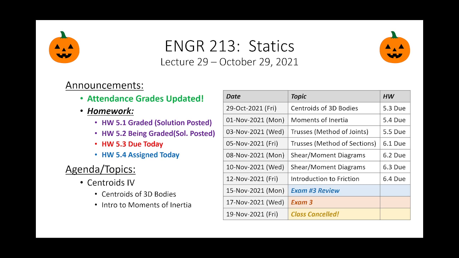Last year, I did friction in a single lecture. I'd like to give it its due time under the sun. So here's what we're going to do. We're going to do centroids today. Structural analysis is going to comprise the rest of what we do for the next couple of weeks. Monday, the week before Thanksgiving break, we're going to have our exam review. Wednesday, we're going to have our third exam. And we're on time. We're not behind.